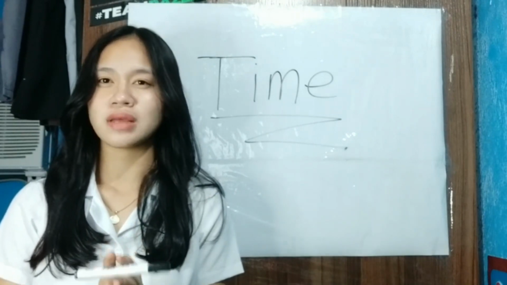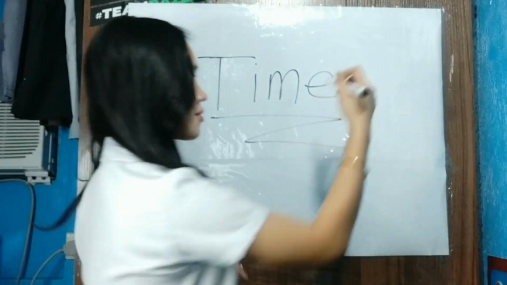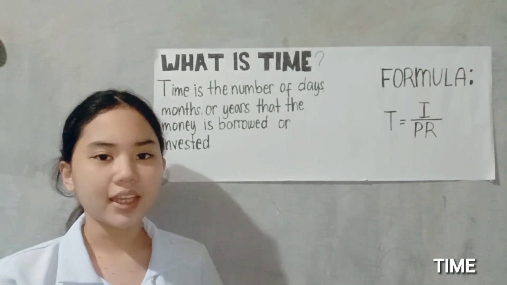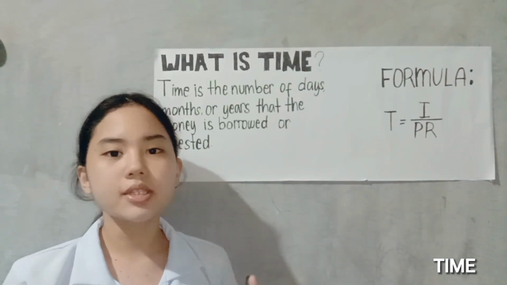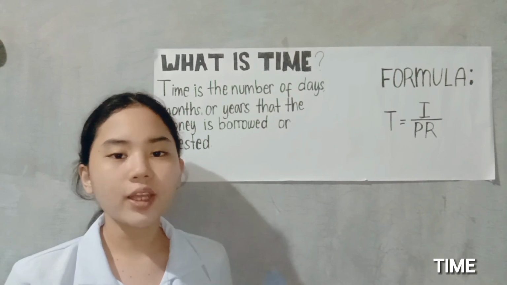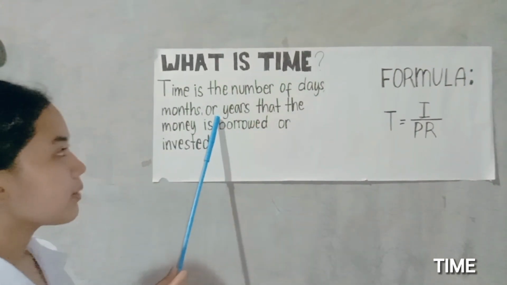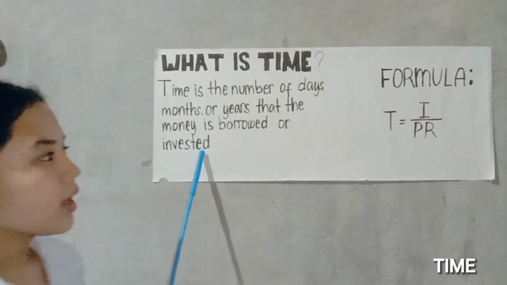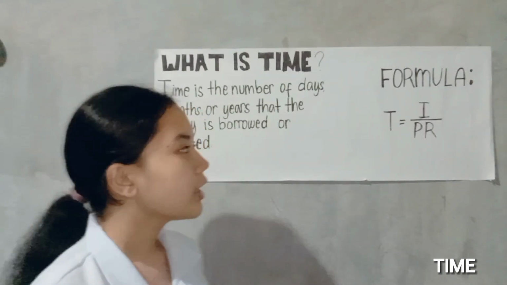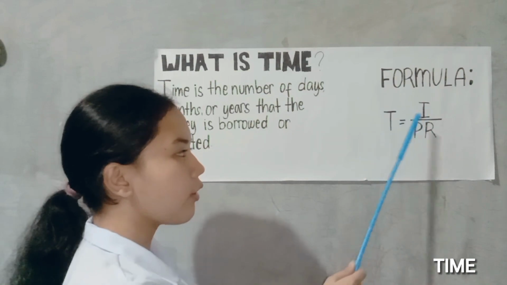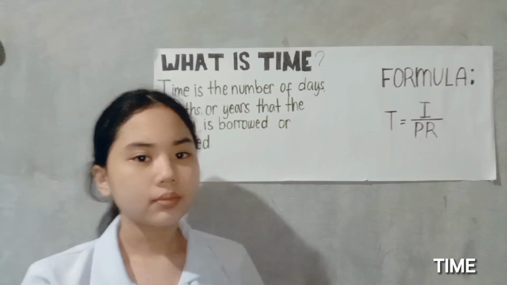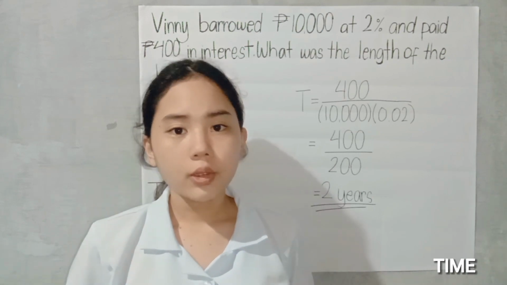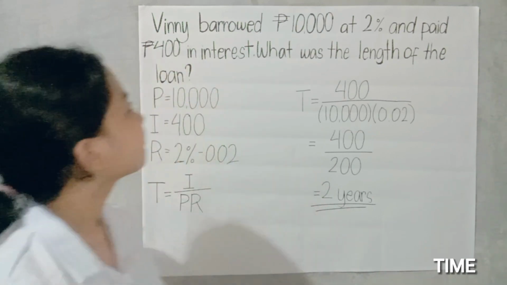But what if the problem is getting the time? Hi, I'm Mekaila Maglaqui, and now that we've come to the last part, we will be solving for the time. But first, what is time? Time is the number of days, months, or years that the money is borrowed or invested. And for the formula of time, we have time is equal to interest over principal times rate. Now that we know the definition and the formula of the time, let's try to solve the problem.